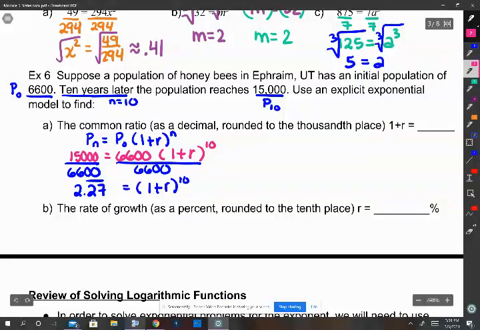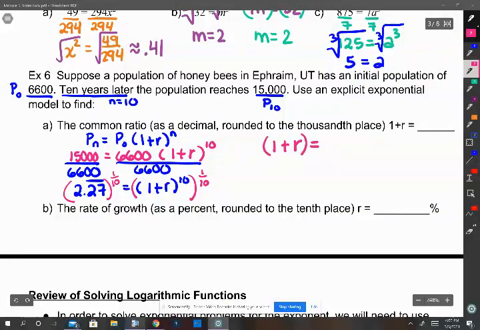So we're going to take the 10th root of both sides. And you guys can do this a couple different ways. You can either raise it to the 1/10 power, or you can take the 10th root, and it doesn't matter. And so what that does is it's going to give us 1 plus r is equal to whatever we get.